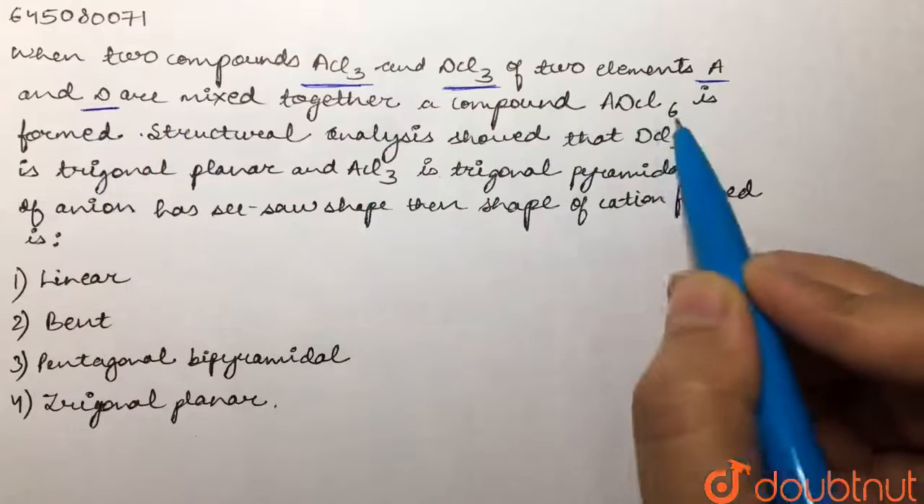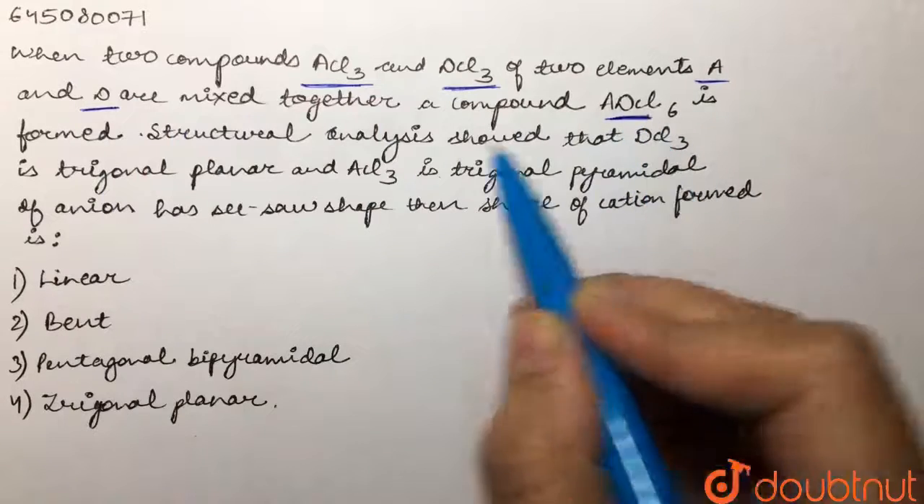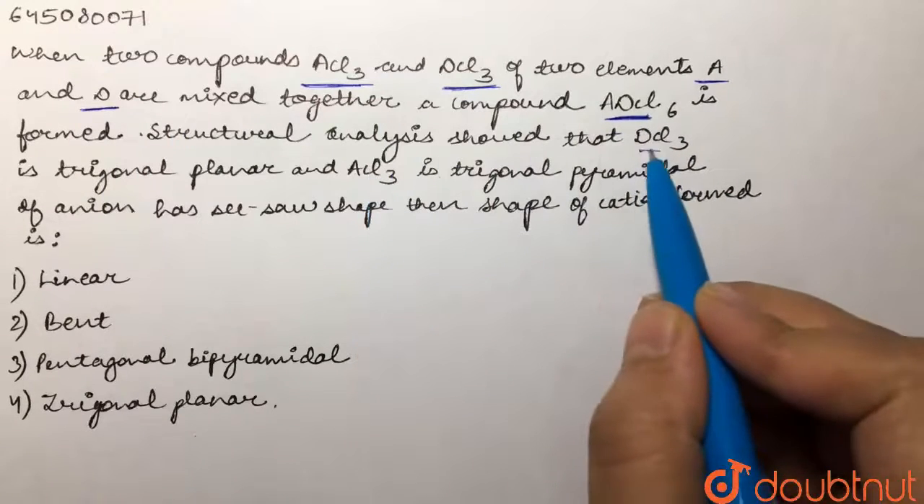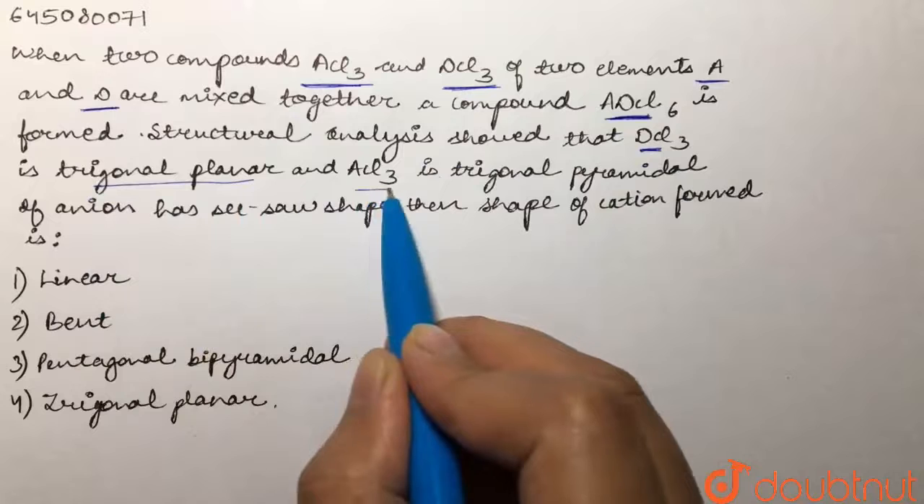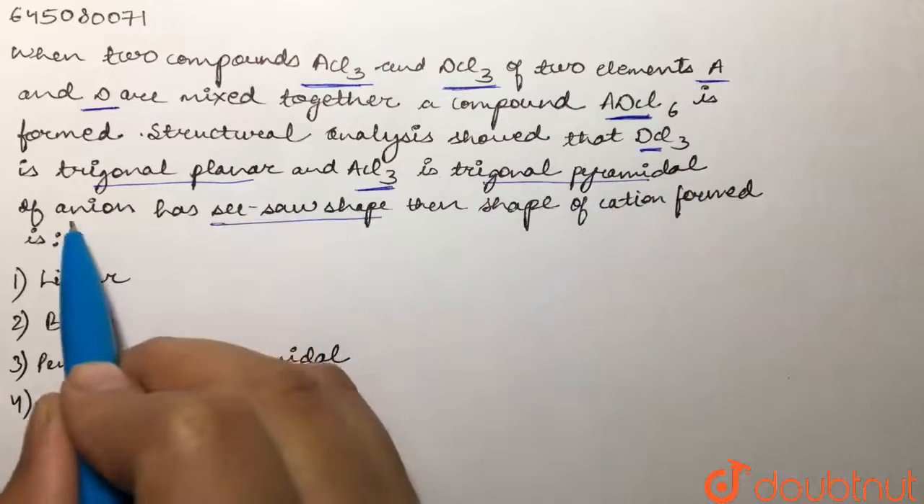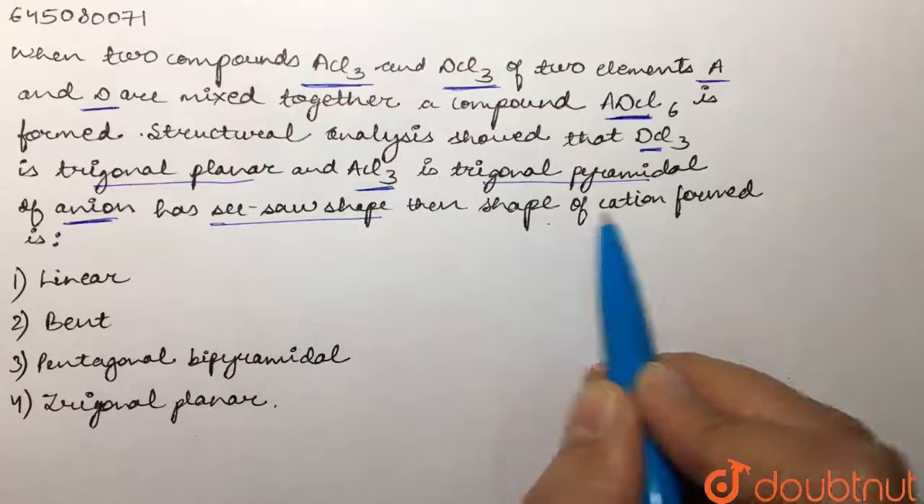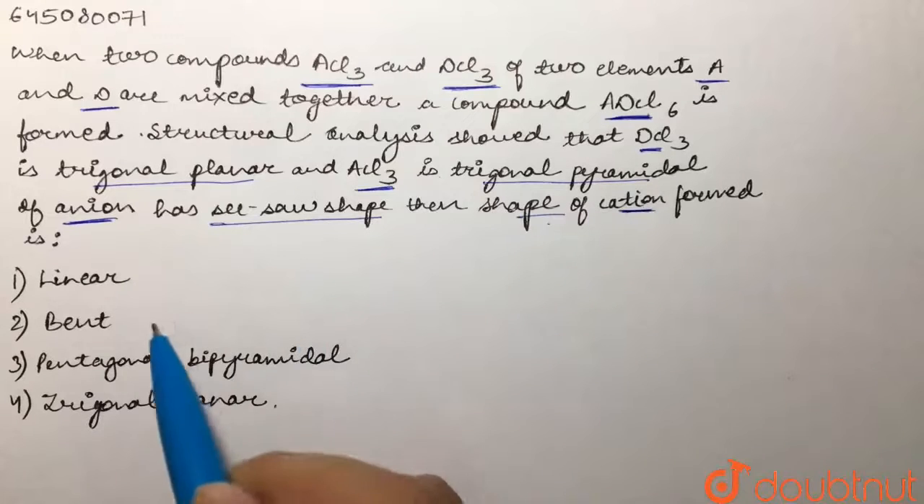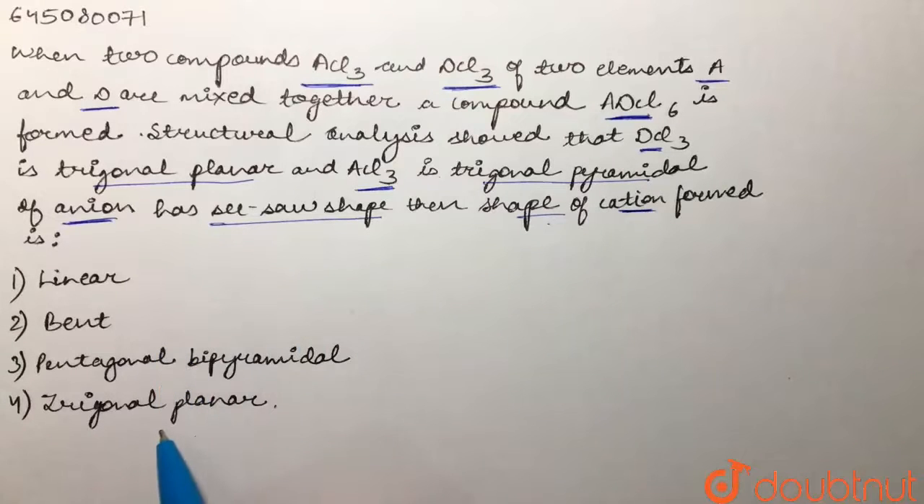Our question is, when two compounds ACl3 and DCl3 of two elements A and D are mixed together, a compound ADCl6 is formed. Structural analysis shows that DCl3 is trigonal planar, whereas ACl3 is trigonal pyramidal. If the anion has seesaw shape, then the shape of the cation formed is what? Linear, bent, pentagonal bipyramidal, or trigonal planar.